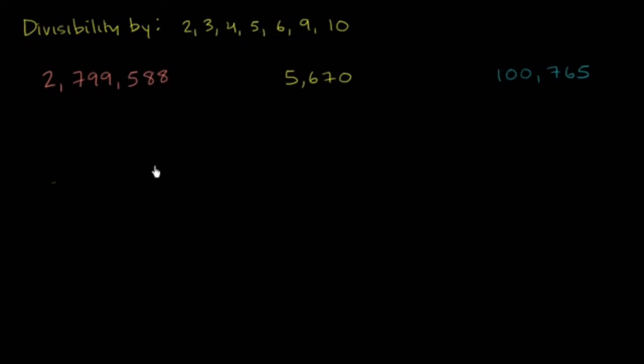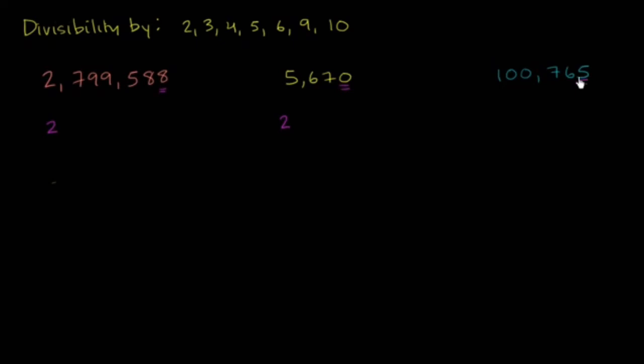So let's get started. To test whether any of these are divisible by 2, you really just have to look at the ones place and see if the ones place is divisible by 2. Right over here, 8 is divisible by 2, so this thing is going to be divisible by 2. 0 is considered to be divisible by 2, so this is going to be divisible by 2. Another way to think about it is if you have an even number over here, and 0 is considered to be an even number, then you're going to be divisible by 2.